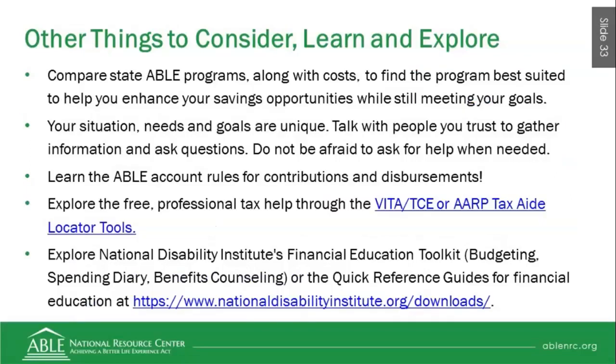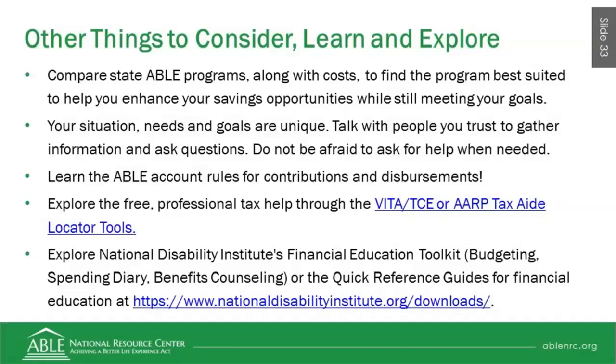Some of the other things to consider, learn, and explore include these. Compare state ABLE programs along with the cost to find the program which best suits your needs so that you can enhance your savings opportunities while still meeting your goals. Just know that many of the state programs have different fees, maybe maintenance fees or monthly fees, or a fee for a paper statement versus electronic, and so on. Remember that your situation is unique. Your needs and your goals are unique. Talk to people you trust, ask questions, and ask for help when needed, and reach out to your circle of support.